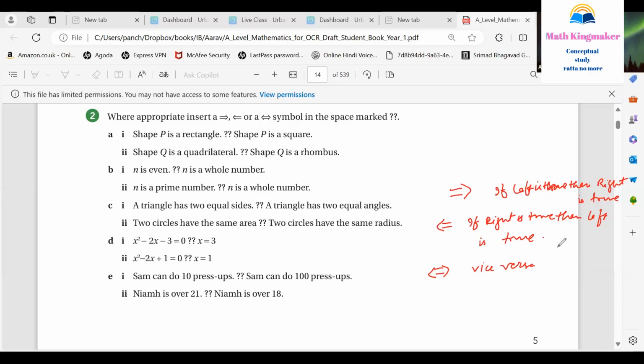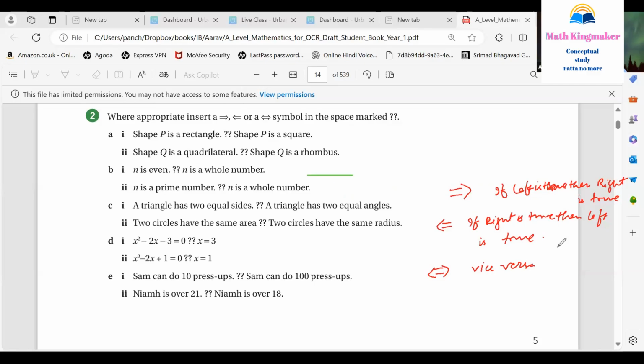Shape Q is a quadrilateral. Shape Q is a rhombus. So a quadrilateral may or may not be a rhombus, so it's the same thing as this one. n is even, n is a whole number. If n is even, then n is a whole number, but every whole number is not even, because it could be odd. n is a prime number implies that n is a whole number.